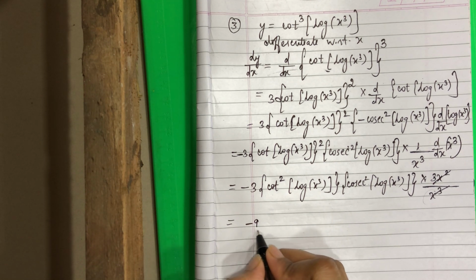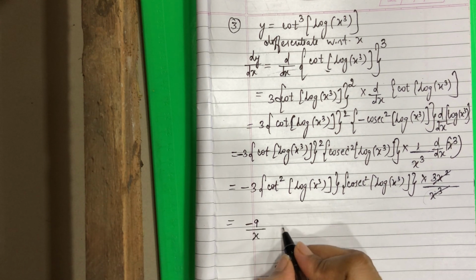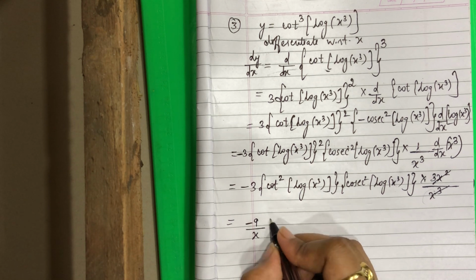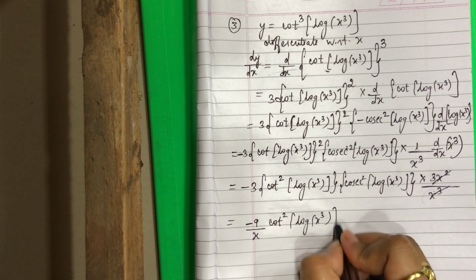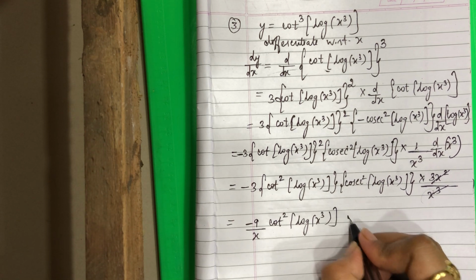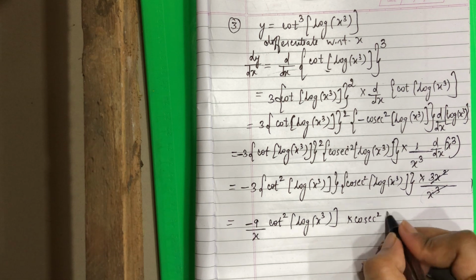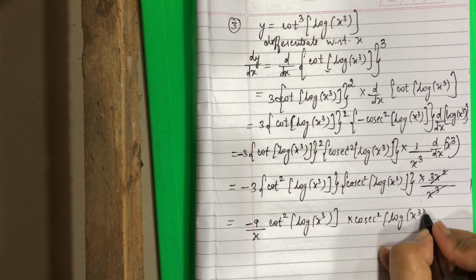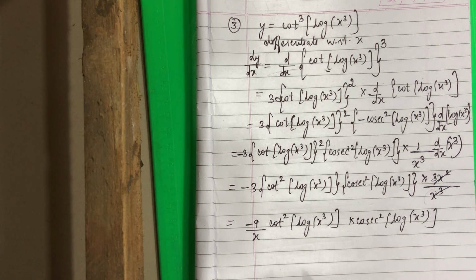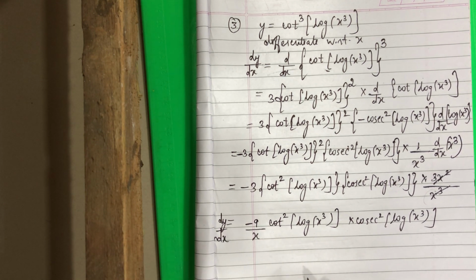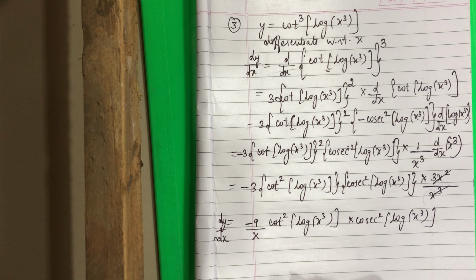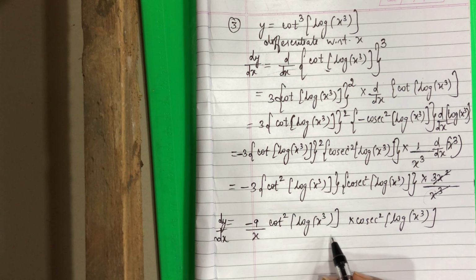x is in the denominator, so write down x as the denominator, and the remaining term cot square log of x cube into cosec square log of x cube. This is the final answer for the differentiation of y is equal to cot cube log of x cube, that is minus 9 upon x cot square log x cube cosec square log x cube.